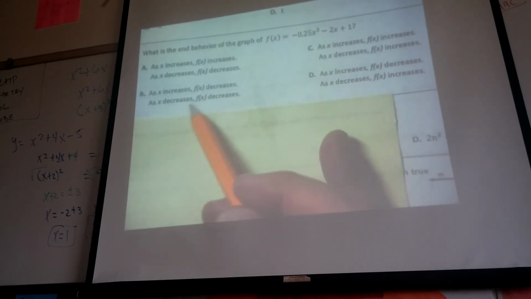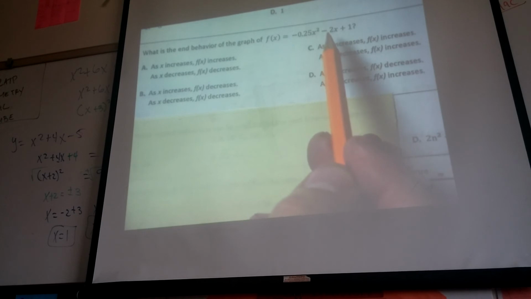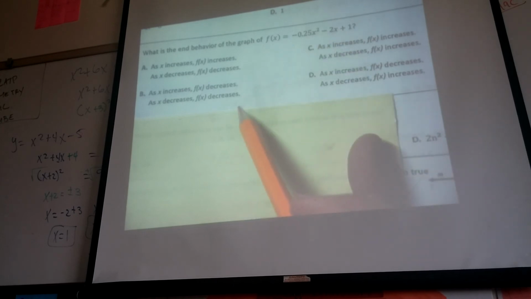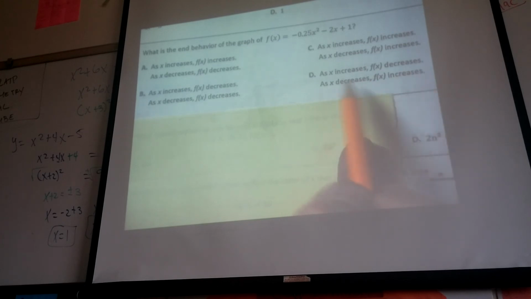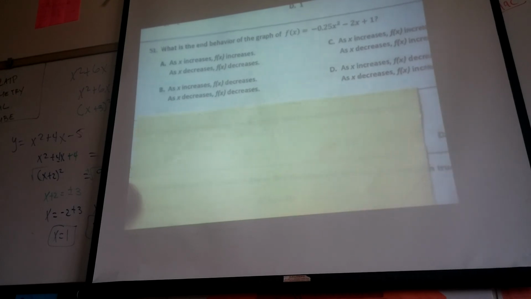Now, what happens as x decreases? As x gets smaller, like a negative number, if x were a negative number, then this would be positive. So as x decreases, y increases. So the answer is going to be D. That's for number 51. It's going to be D.